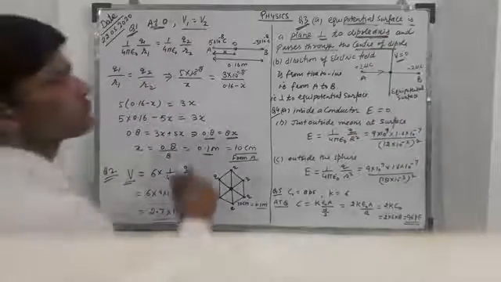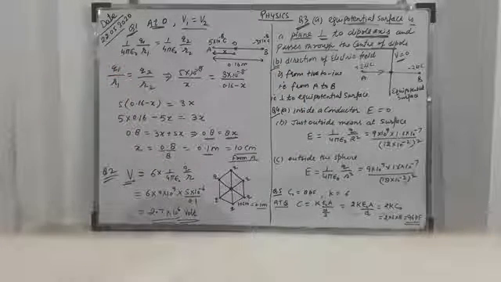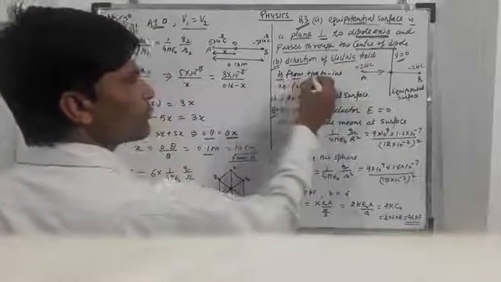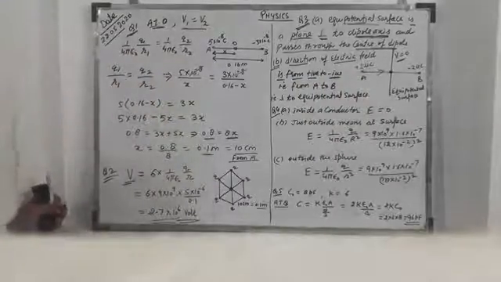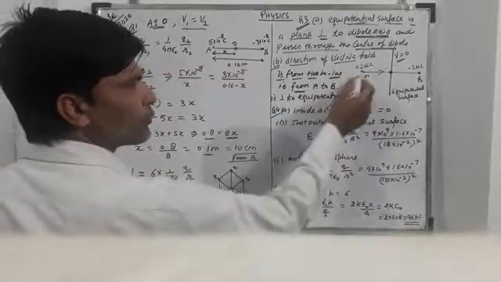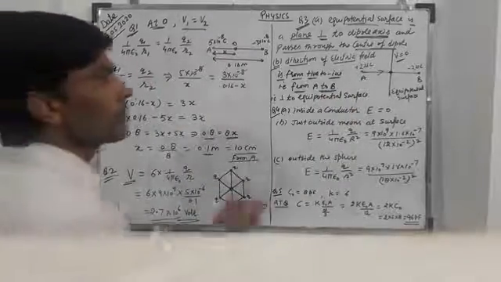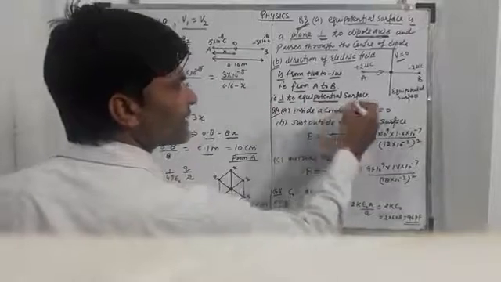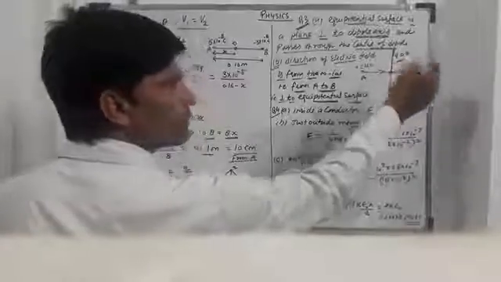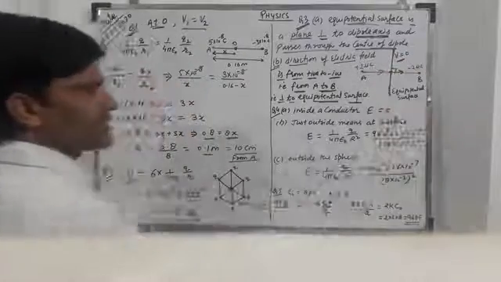Now in part B, the question is asking about the direction of the electric field. The direction of the electric field is from positive to negative, as you know. Here positive to negative means from A to B. So this is the equipotential surface and the electric field is in this direction, that is perpendicular to the equipotential surface.